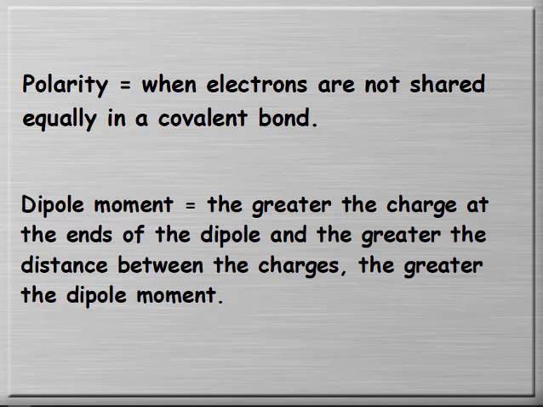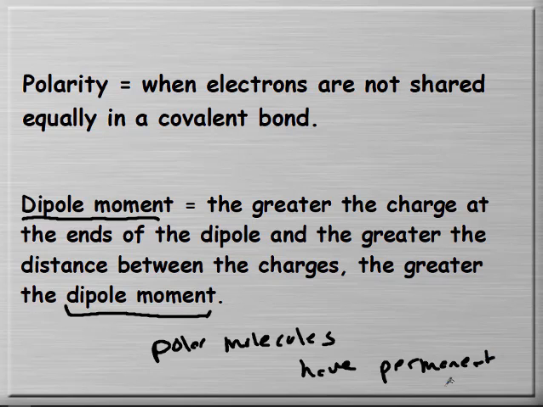With covalent bonds, you need to understand polarity, which is when the electrons are not shared equally in a covalent bond. When we have polar molecules, they're going to exhibit a dipole moment: the greater the charge at the ends of the dipole, and the greater the distance between the charges, the greater the dipole moment. In other words, the greater the electronegativity difference, the more polar it's going to be, and the greater the dipole moment. And polar molecules have permanent dipoles.